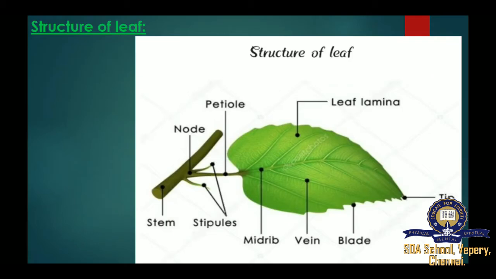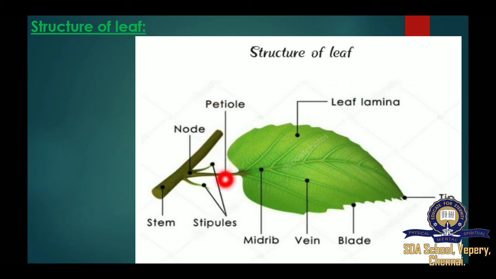Structure of leaf. A leaf is a thin, broad, flat and green part of the plant which is attached to the stem or branch. A plant has a large number of leaves. Leaves of different plants have different shapes and sizes, but all of them have the same basic structure. A leaf consists mainly of two parts, lamina and petiole. Lamina is commonly known as the leaf blade, and petiole is commonly known as the leaf stalk.